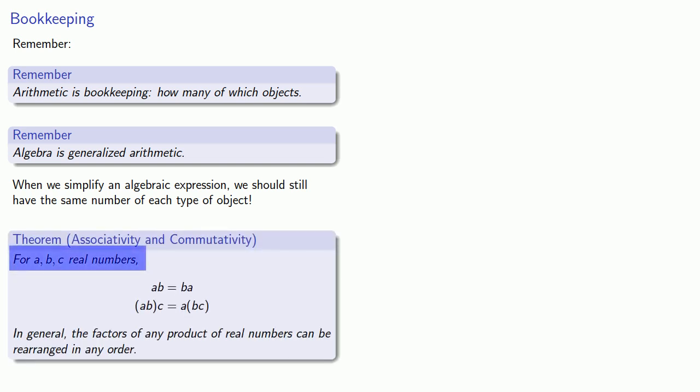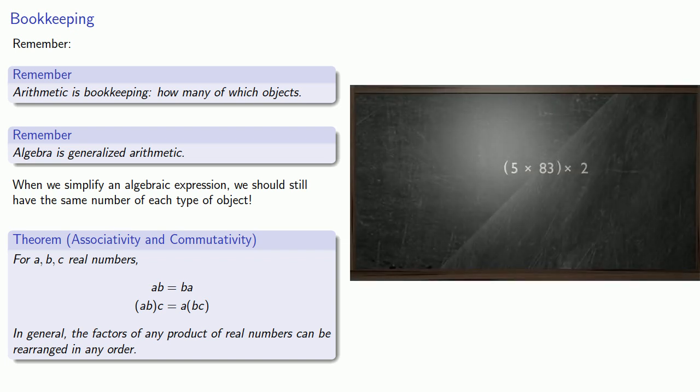For any real numbers A, B, and C, the product AB is equal to BA, and the product of AB with C is the same as the product of A with BC. And in general, the factors of any product of real numbers can be rearranged in any order. So if we want to find 5 times 83 times 2, while the parentheses indicate that we should be multiplying 5 times 83 first, associativity and commutativity says we can rearrange this product by rearranging the factors.